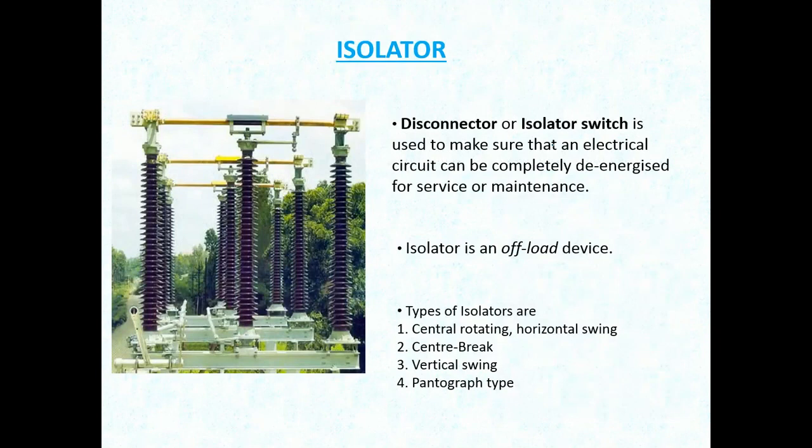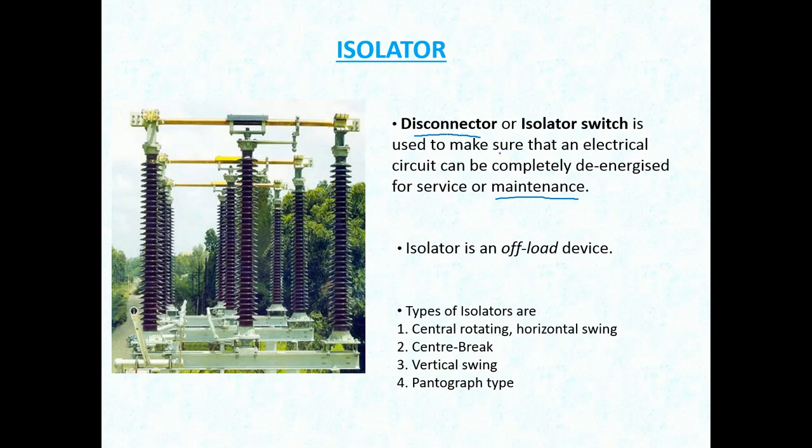Next, the isolator is a switch, simply open and close. A disconnector or isolator is a switch used to make sure the electrical circuit can be completely de-energized for service and maintenance. By opening the isolator, we can do any operations and services in the substation. What is the difference between a circuit breaker and an isolator? An isolator can operate manually, whereas a circuit breaker operates automatically. That is the main difference.